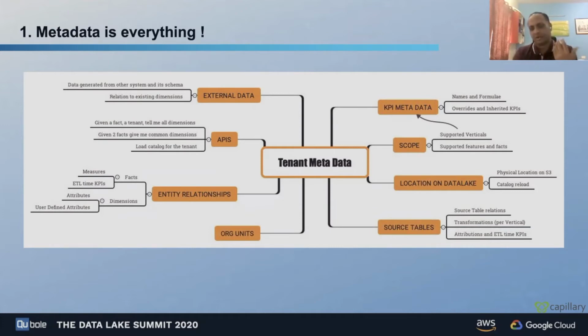Now, what are the source tables and the entity relationships? What are the supported source tables that are captured for this tenant? And it could be external data as well, that's very specific to that data lake. Now, at the end of the day, it exposes a bunch of APIs. The APIs are: given a fact, given a tenant, tell me all the dimensions; given two facts, tell me all the common dimensions; or load catalog for the tenant, and stuff like that.